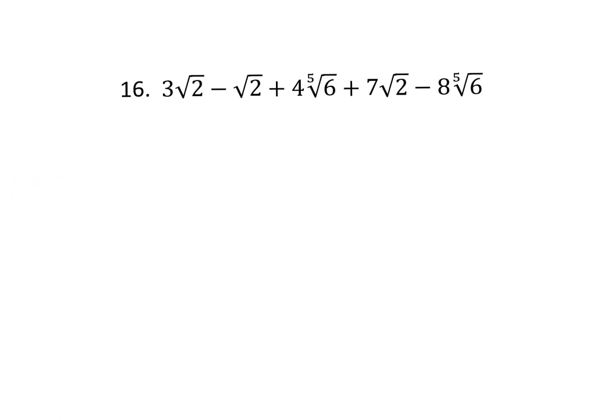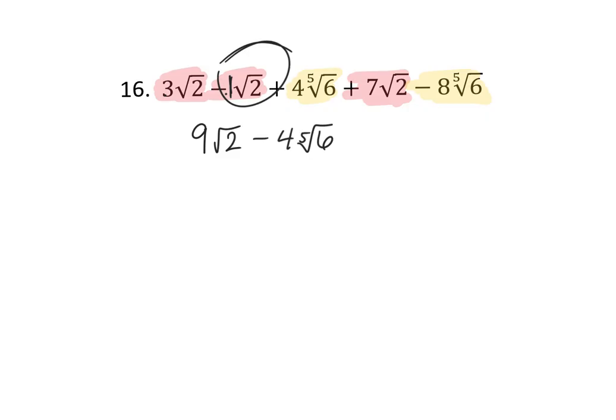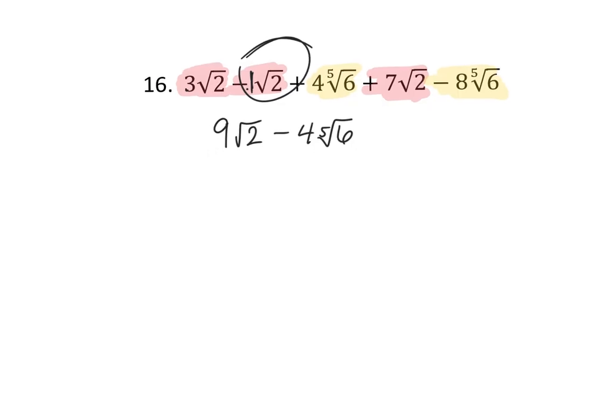Okay, number 15. Again, my like terms, we're going to see we have 3 square root 2 minus 2 square root 2 plus 7 square root 2. Don't forget that this one has a 1 in front. Okay, so that's 3 minus 1 is 2, plus 7 is 9 square root 2's. And then I have 4 fifth roots of 6 minus 8 fifth roots of 6, which gives me negative 4 fifth roots of 6.